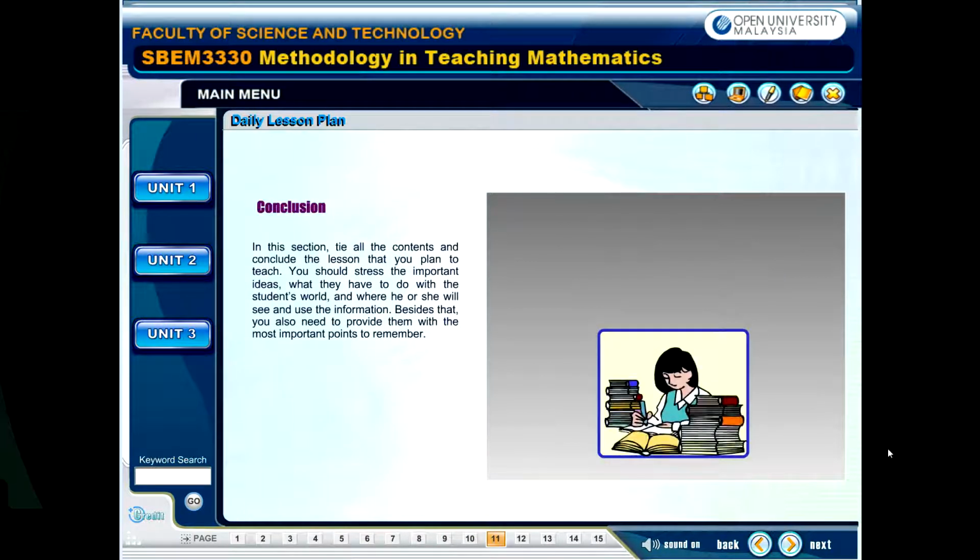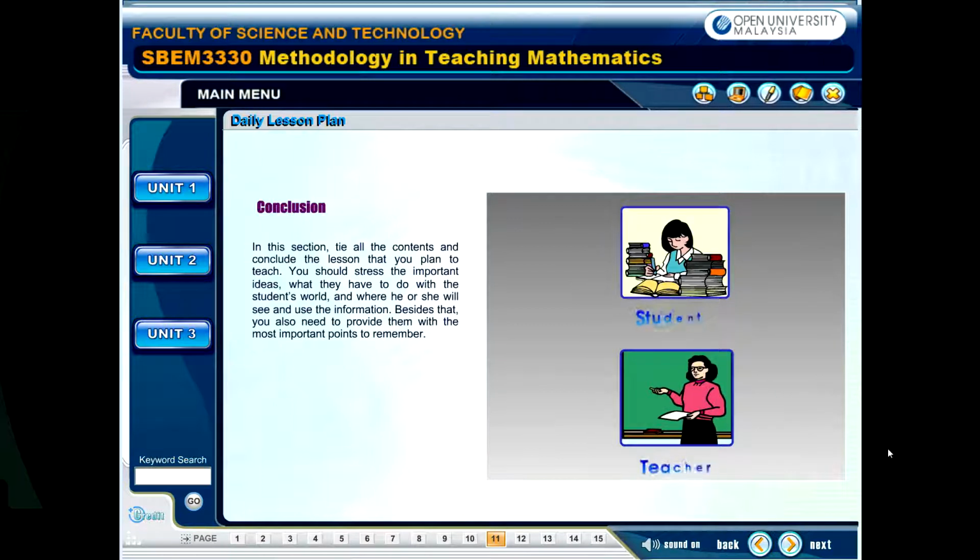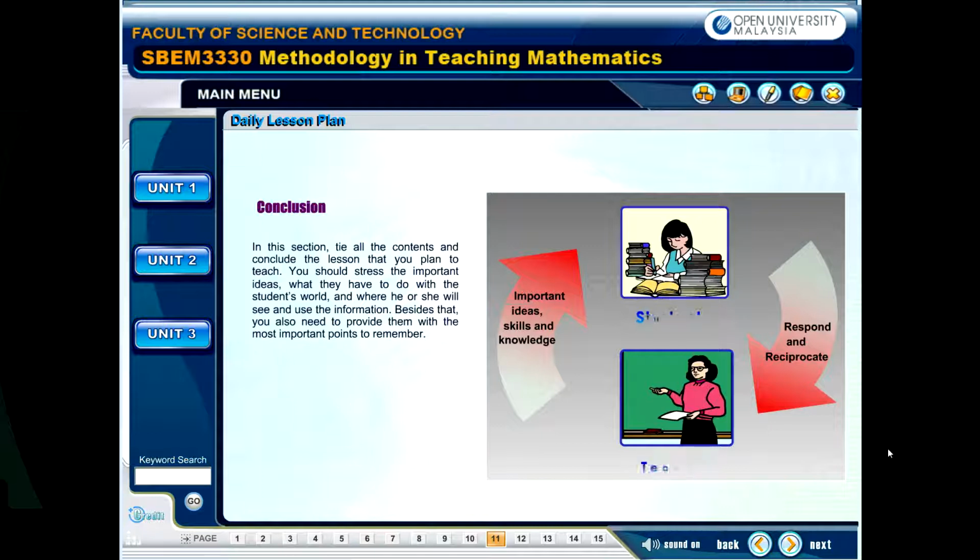In this section, tie all the contents and conclude the lesson that you plan to teach. You should stress the important ideas, what they have to do with the student's world, and where he or she will see and use the information. Besides that, you also need to provide them with the most important points to remember.